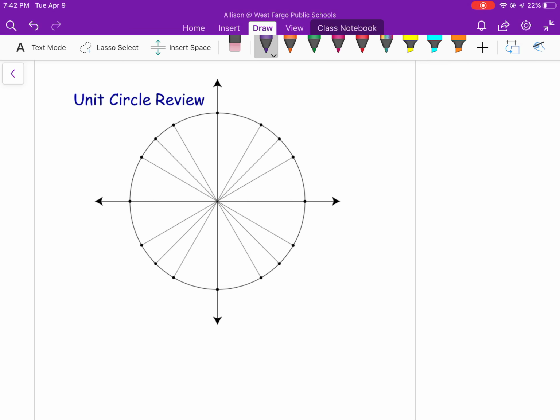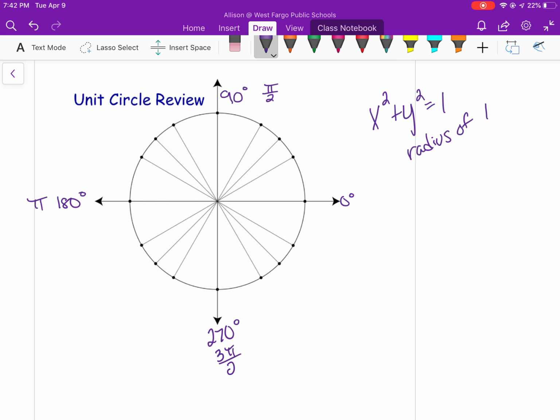So the unit circle is a circle that has a radius of 1. So it has an equation of x squared plus y squared equals 1. And if you remember, when you go around the circle, the positive x-axis starts at 0 degrees or 0 radians. Then here at the positive y, that's 90 degrees, or pi over 2 radians. Over here we have 180 degrees, or pi radians, 270 degrees, which is 3 pi over 2 radians. And then you have 360 degrees all the way around the circle, or 2 pi.